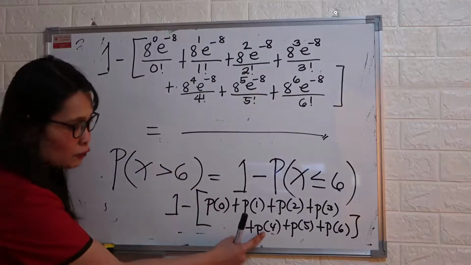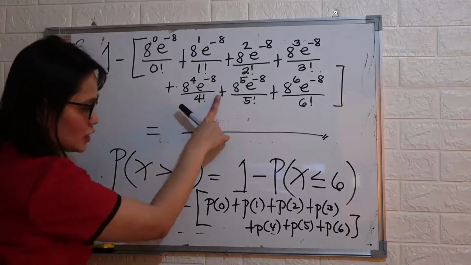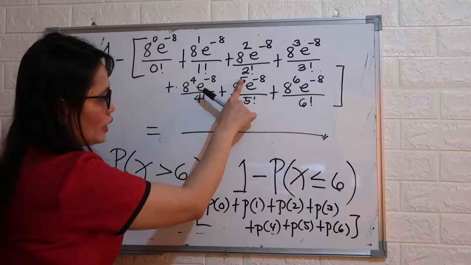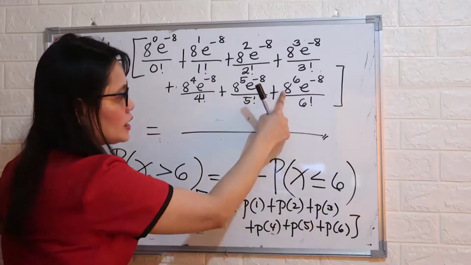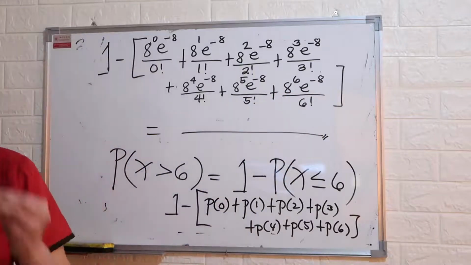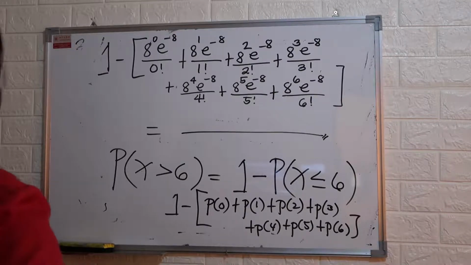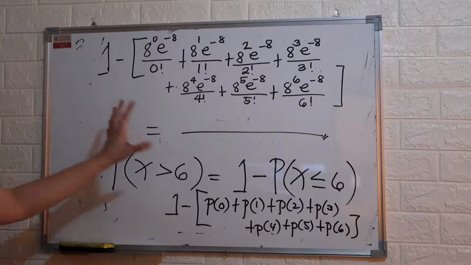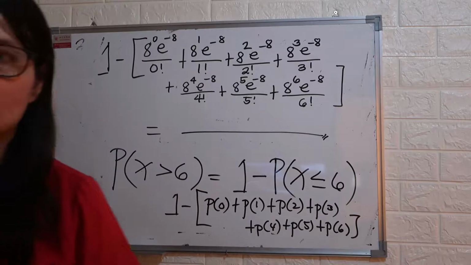And then to determine the probability of 4, 8 raised to 4 multiplied by e raised to negative 8 over 4 factorial, plus the probability of 5, 8 raised to 5 multiplied by e raised to negative 8 over 5 factorial. And last, the probability of 6, 8 raised to 6 multiplied by e raised to negative 8 over 6 factorial. So therefore, what will be our answer? Anyone? What is the probability that the business will receive more than 6 calls?